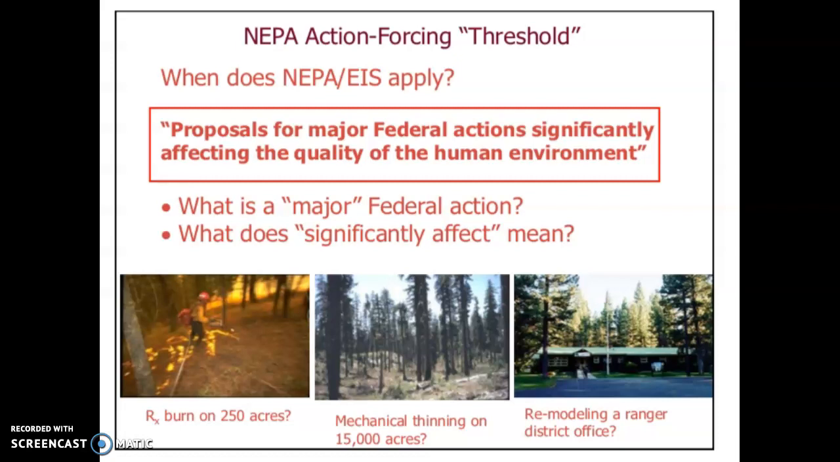There's proposals for major... This is the wording: proposals for major federal actions significantly affecting the quality of the human environment. But what is a major federal action? And what does significantly affect mean?